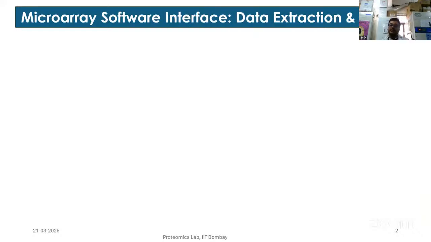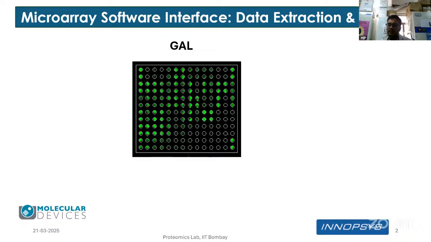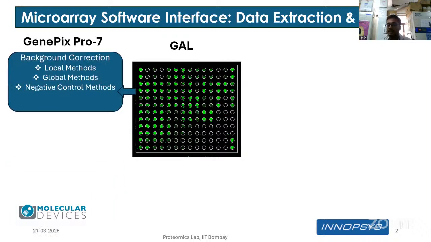So initially, for the data analysis side, data extraction is also a very crucial part. For that, we require a few software tools for extracting the data, followed by the data analysis. There are different instruments we use in the lab. For our lab, we are using GenePix for scanning the slides.